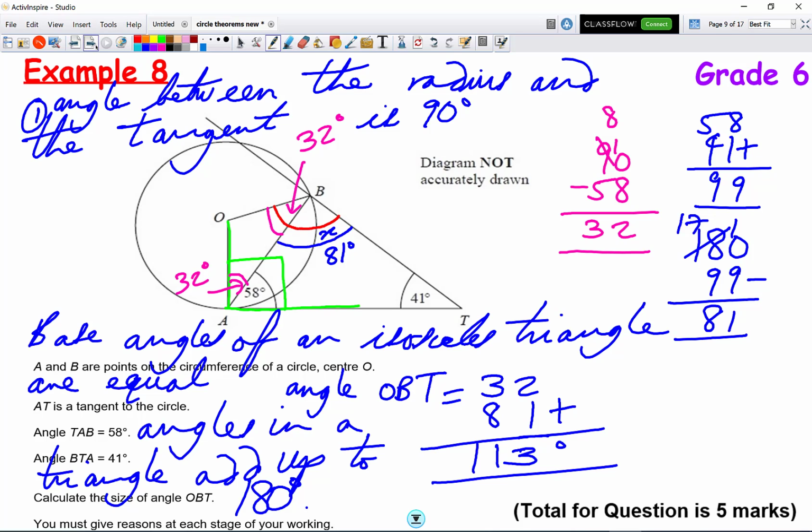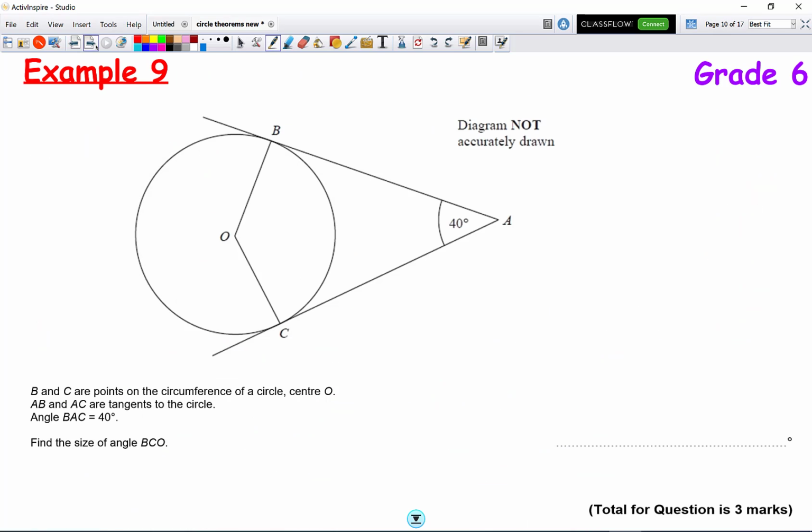Let's go through. You can try this one if you like. Pause the video, and when you're done, you can look at my work solution. Okay, welcome back. We want to find this question. So we want to find the angle of size BCO. So B, C, and O.